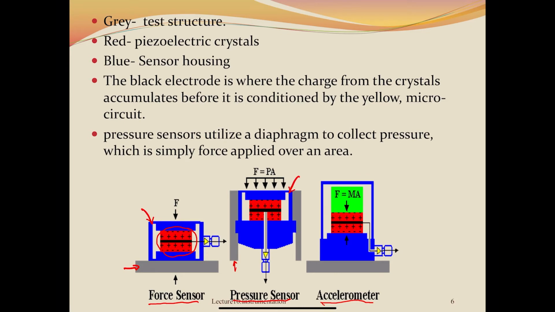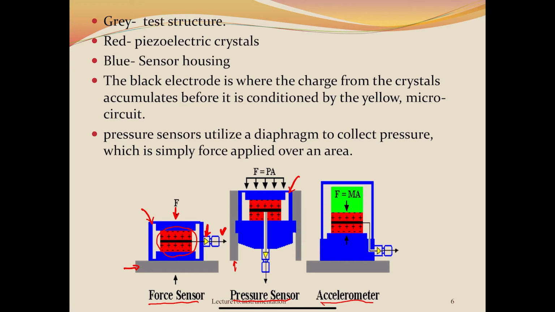For example, in the force sensor, when force is applied onto the crystal, it will cause the ions to be displaced in the crystal, and the effect will be accumulated before it is amplified by the amplifier here in the microcircuit. So the output from the force sensor is a voltage.